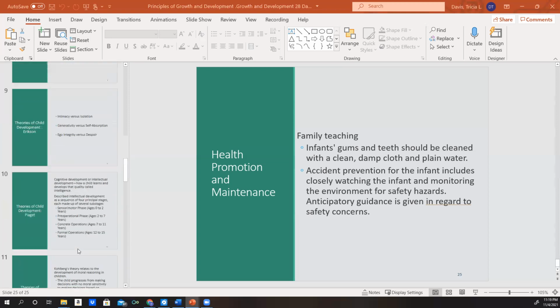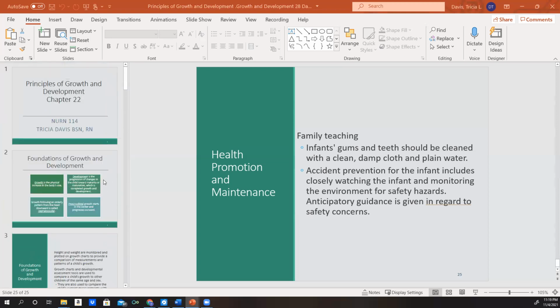And that is it for principles of growth and development. If you have any questions, you can email me, and then we will talk next week in person to see if you have any questions.